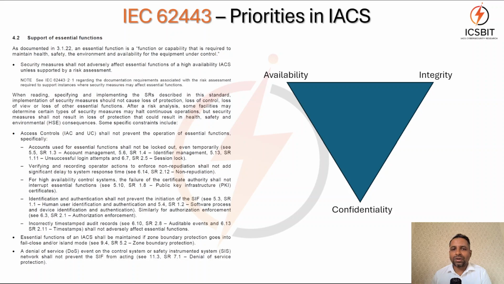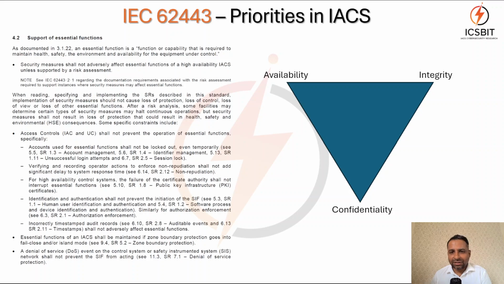If any of the cybersecurity controls is negatively impacting these properties, that is functionality and safety, then we must think before we implement the control. It is not suggested as per 62443. They have to be modified, or some other compensatory control can be employed so that our cybersecurity aspects are satisfied and support of essential functions is also taken care of.